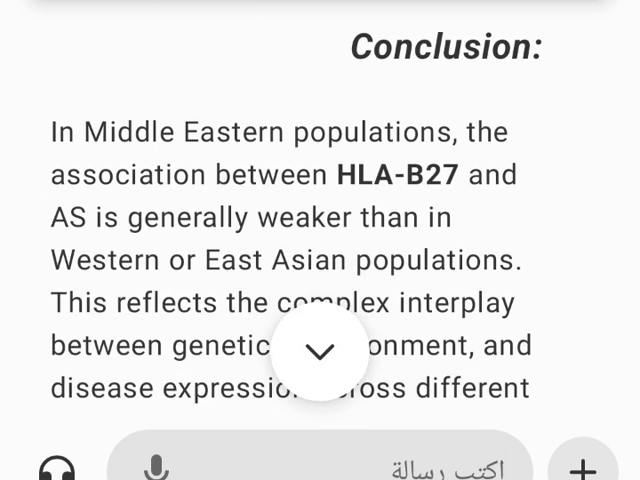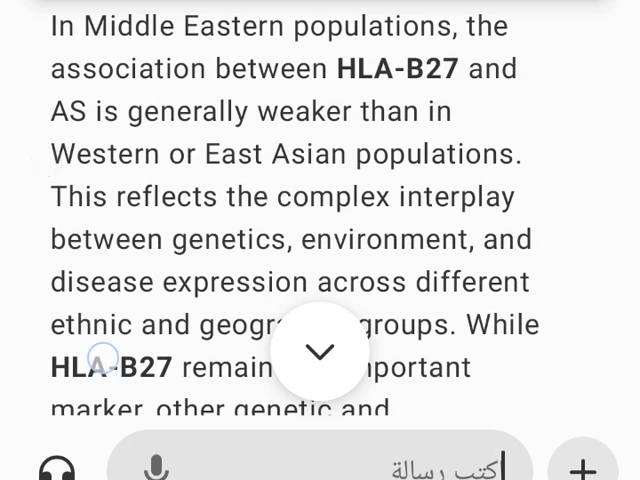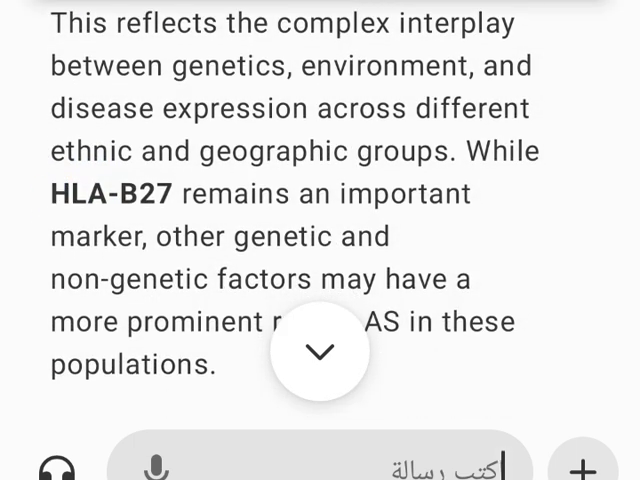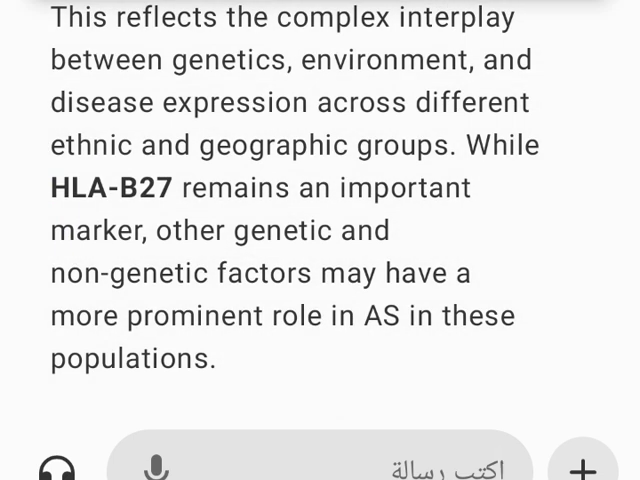Conclusion. In Middle Eastern populations, the association between HLA-B27 and AS is generally weaker than in Western or East Asian populations. This reflects the complex interplay between genetics, environment, and disease expression across different ethnic and geographic groups. While HLA-B27 remains an important marker, other genetic and non-genetic factors may have a more prominent role in AS in these populations.